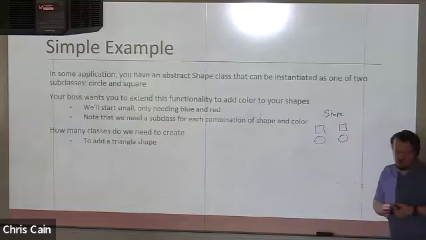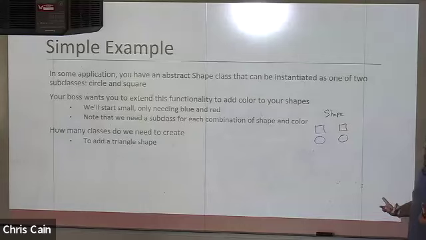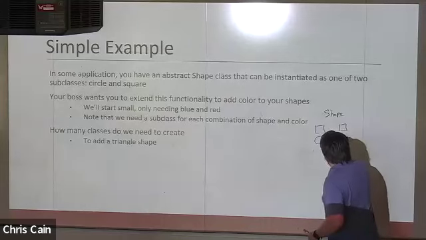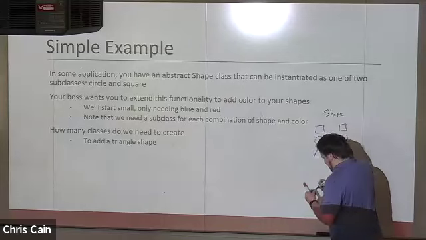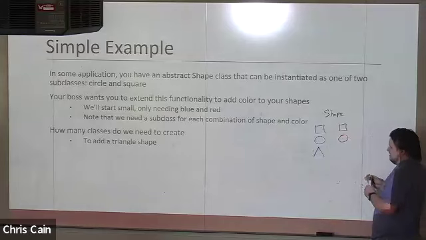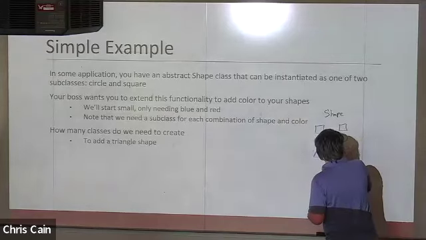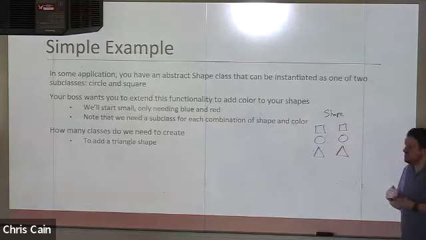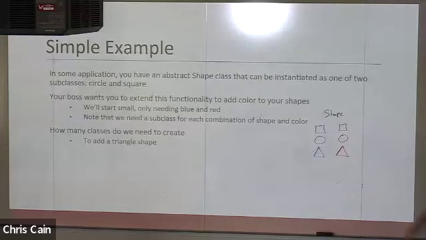And now we say we want to add a triangle shape to this existing hierarchy. We need to make how many subclasses? 2. We need to add a blue triangle, and we need to add a red triangle. And now we've gone from 4 subclasses of shape to 6 subclasses of shape, since all of these inherit from this shape.